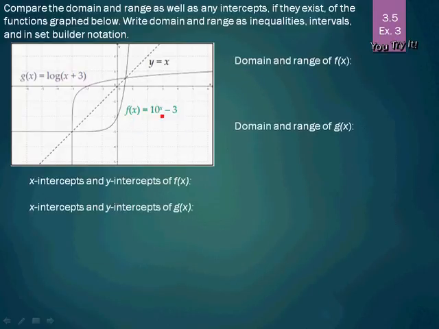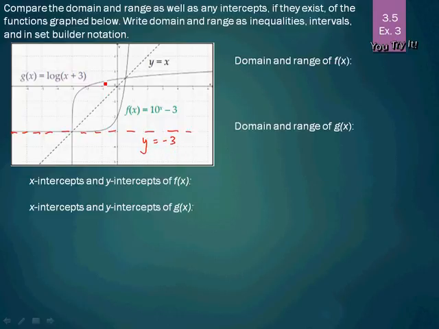F of x is an exponential function, and so we know that from left to right, it's going to be all real numbers, negative infinity to positive infinity. And then it does have a restriction on our range. We can see that it actually never crosses this horizontal asymptote, y equals -3. So that will be important to note when we do our range.